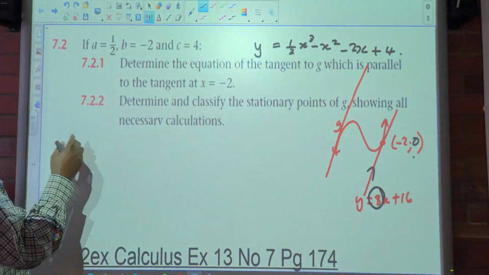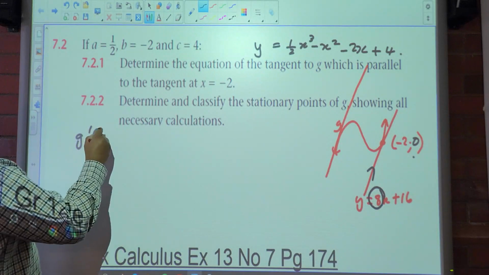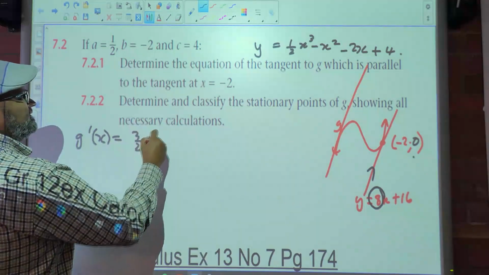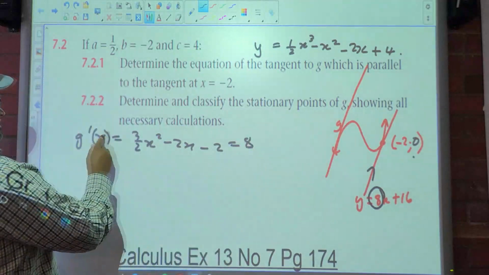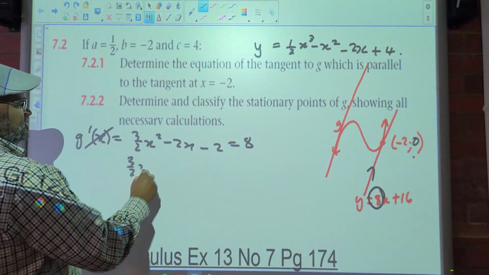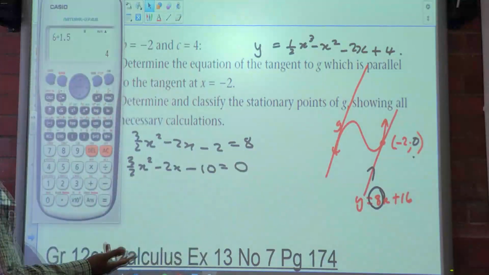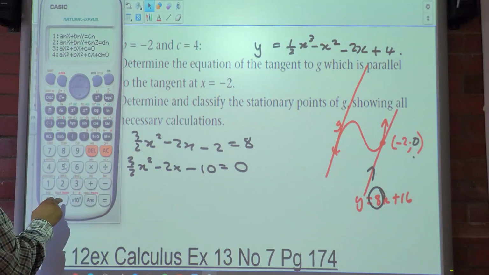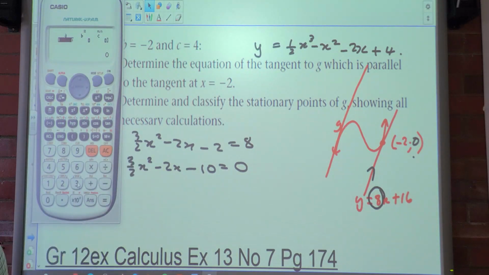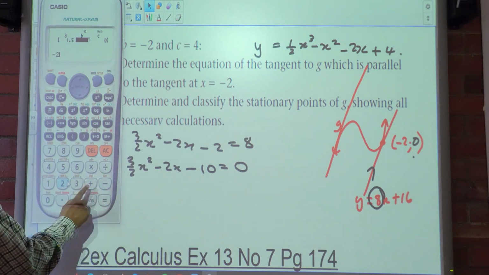If lines are parallel, gradients are equal. So we work out the derivative of g of x. So g prime x is equal to 3 over 2 x squared minus 2x minus 2. And of course, this gradient is equal to 8. So I drop that, and I get 3 over 2 x squared minus 2x minus 10 is equal to 0. One of 3 ways I can do this, or 4 ways. I can complete the square. I can use the quadratic formula. I can use a calculator. Or we can use the factors there. We already know that x is equal to minus 2 is a solution, so it will be easy to find the other one. So it's 1.5, negative 2 and negative 10.